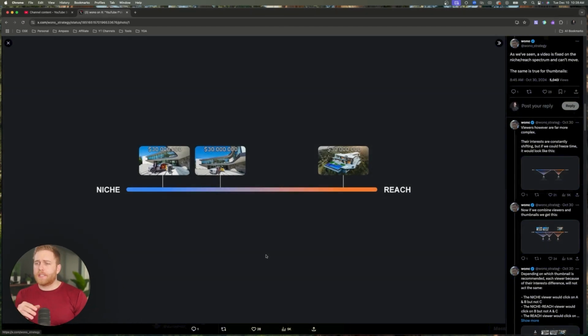So you can see Warner did a fantastic graphic here where the two thumbnails on the left are more niche and specific to a subcategory of the niche, whereas the one on the right is more a larger reach of your audience. It's less specific, which naturally means you're going to get less watch time per viewer on the more reach thumbnail, the one on the far right, as opposed to the one on the left where you're more specific to the target audience. You're going to get better watch time, but you're going to get less views as a result. And so you've got to consider what you're targeting and where you're going.